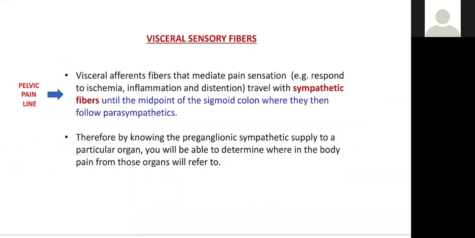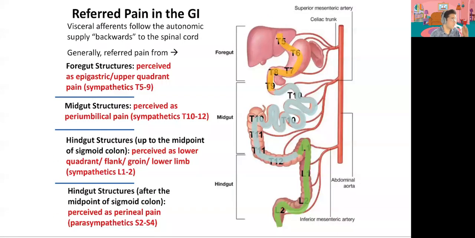Okay, visceral pain. Guys, when you're talking about visceral pain, is it going to be sharp or is it going to be dull? Dull, okay, fantastic. This you have to know, okay? Remember, they like to ask these questions and it feels low yield, but it is those points you can capture very easily. Anything at the pelvic pain line and below travels with the sympathetics, until the midpoint of the sigmoid colon, where it's going to follow parasympathetics. Everything after that, you got to keep that in mind in terms of the pudendal. Okay, sympathetic versus parasympathetic is critical in this exam, and it's a continuation of your ER knowledge.